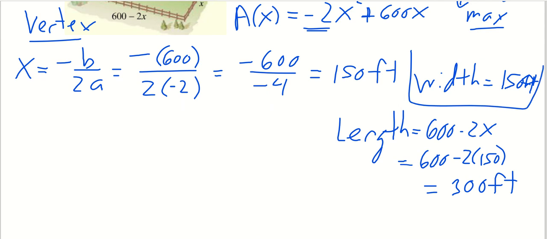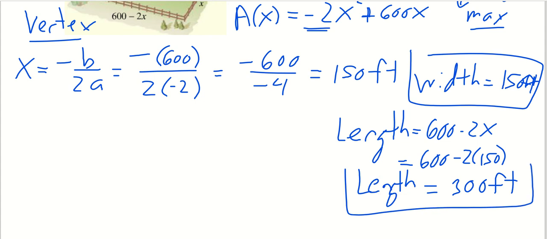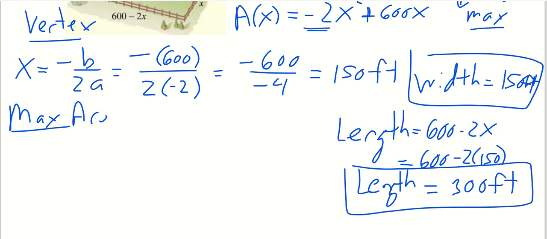Now, they still ask the question of what is the maximum area. To find the actual value of the maximum, remember, we need to plug this into the function. So the max area is going to be found by the function value at the vertex. That's going to be A of 150.